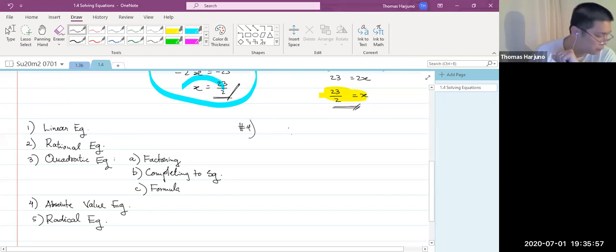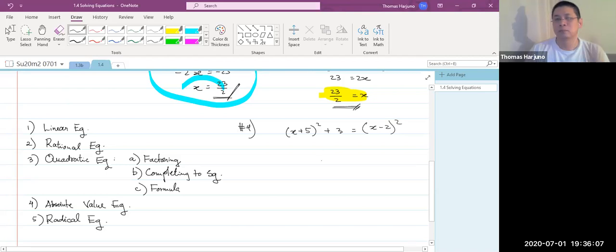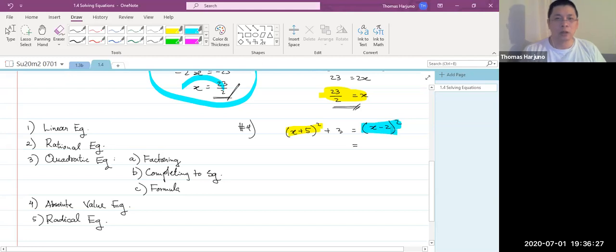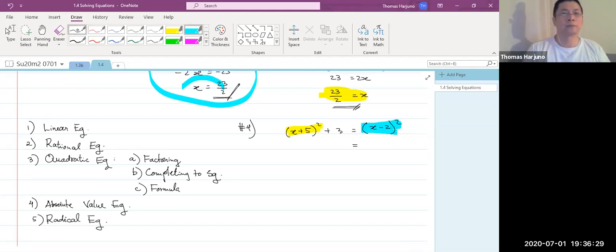Let's see question number 4. We have (x plus 5) squared plus 3 equals (x minus 2) squared. Don't forget the equal sign should line up. At least try your best to line them up. Now in the next step, I will FOIL this and FOIL that. The next step should be done in the next slide.